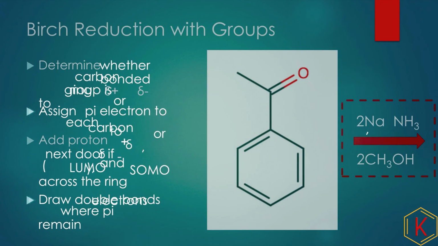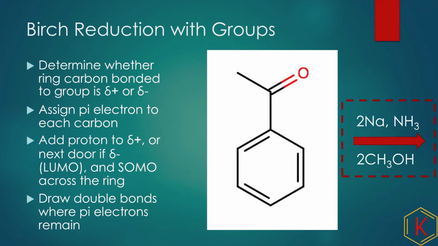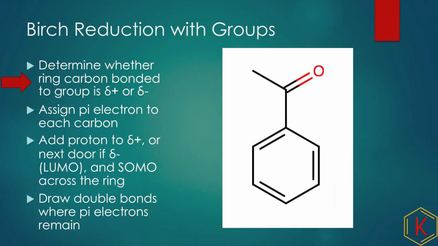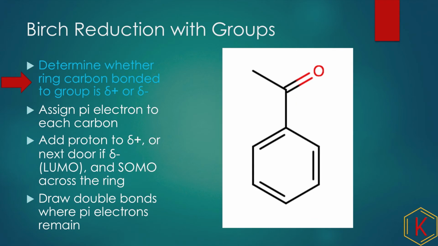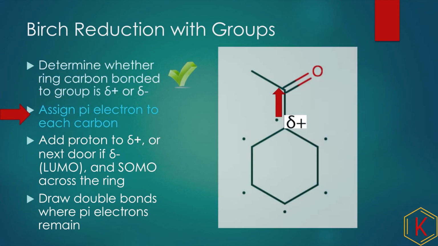I'm going to work this one without doing a LUMO map, because in most cases you're not going to have one for a lot of professors. Alright, first let's determine whether the ring carbon bonded to the group is partially positive or negative. Well, that carbonyl carbon is partially positive, and we can even draw a resonance structure, giving it a full positive charge. That, of course, in turn, will pull electron density out of the ring, making the carbon of the ring partially positive. So, let's go ahead and assign a pi electron to each carbon.